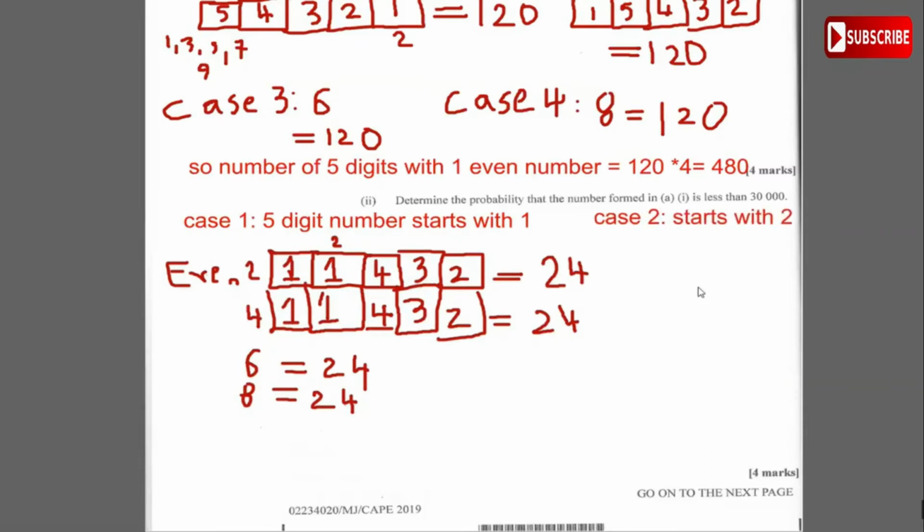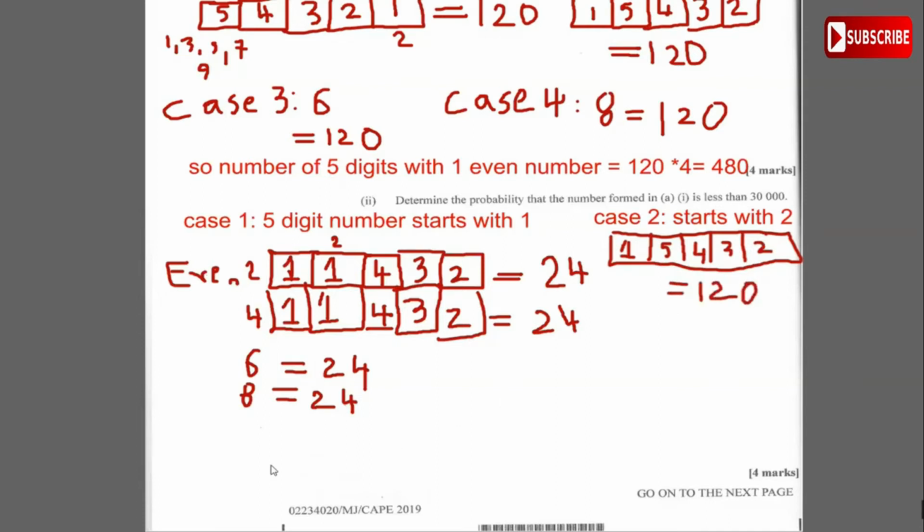If the 5-digit number starts with 2, then that means we can't use any other even number. There's only one way it can start, with 2. Then we have 4 out, 6 out, 8 out. So we're left with 5 other digits to choose from: 5, then 4 digits here, then 3 digits here, and then 2 digits here. So this equals 5 factorial, which is 120.